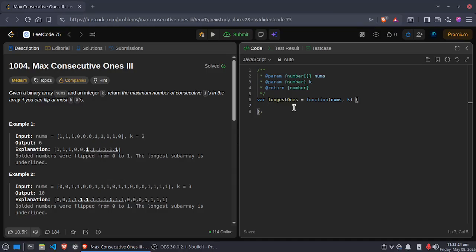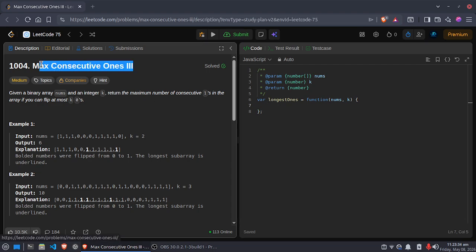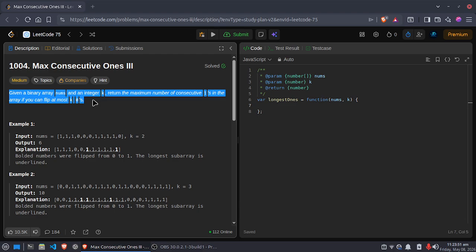Today is day 16 of our LeetCode study plan, and today we are solving another very important sliding window problem from LeetCode, that is Maximum Consecutive Ones III, and its LeetCode number is 1004. Let's read the problem statement first. Given a binary array nums and an integer k, return the maximum number of consecutive 1s in the array if you can flip at most k 0s.